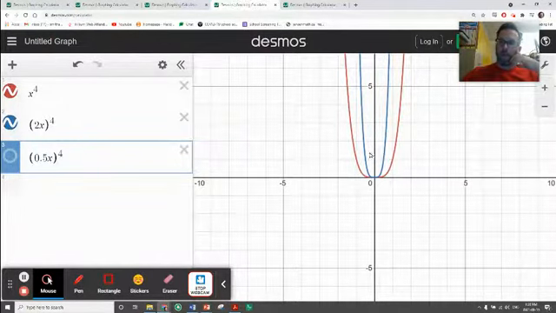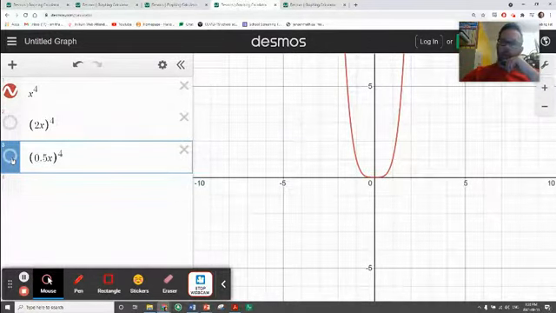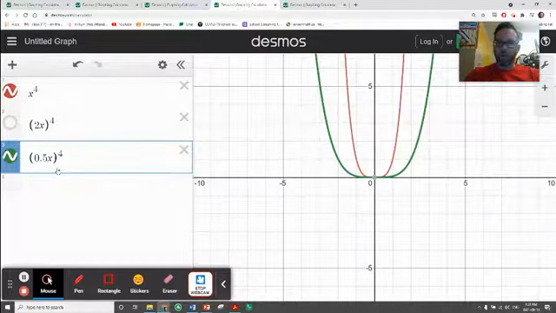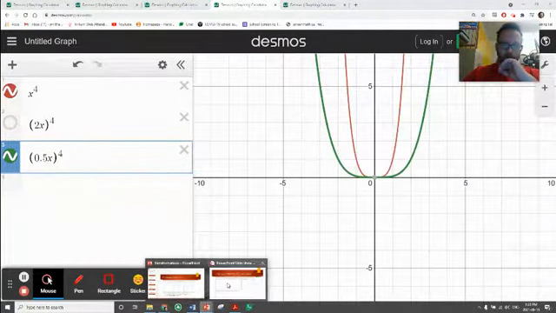And you can see that we have our red function as the original, and this blue function has been compressed towards the y-axis. And if we multiply the x by a number between 0 and 1, you can see that it's actually stretched out horizontally. So let's get those down.